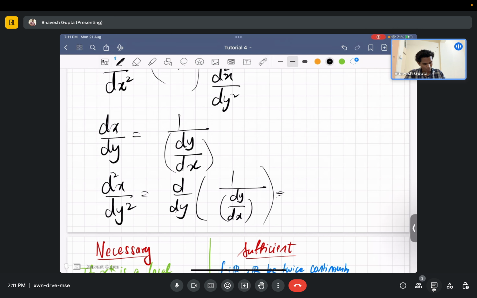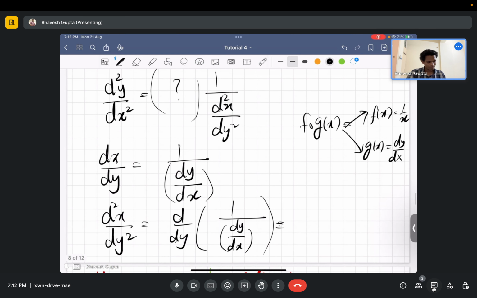And you can see this is a composition function, right? If you are not clear how these composition functions work, it turns out that my f of x is 1 over x, and my g of x is basically d over dx. You can see now what kind of composition this function is, and just take a usual derivative. What you will see is a square, and you have another derivative here, which is dy over dy.